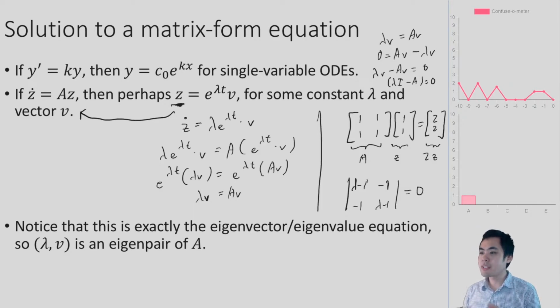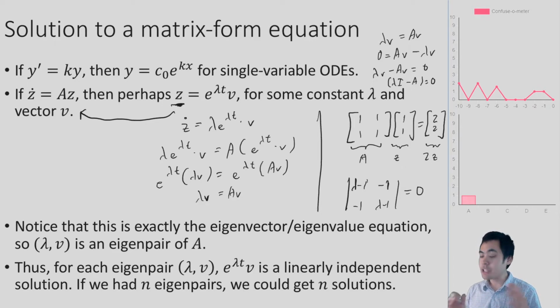Note that this is exactly the eigenvalue eigenvector question. And so, for each eigenpair, and this is true for any eigenvalue eigenvector pair, e to the lambda t times v is a linearly independent solution. So that means that if we have many different linearly independent eigenpairs, you can get many different linearly independent solutions.